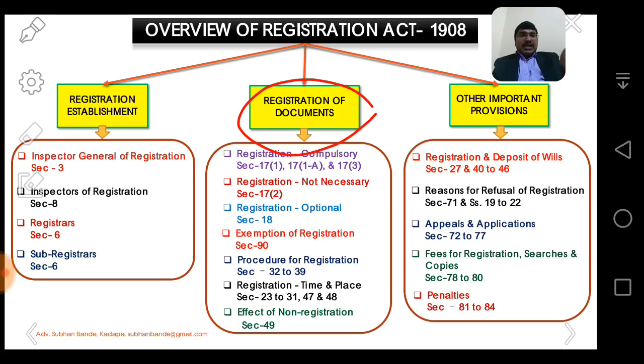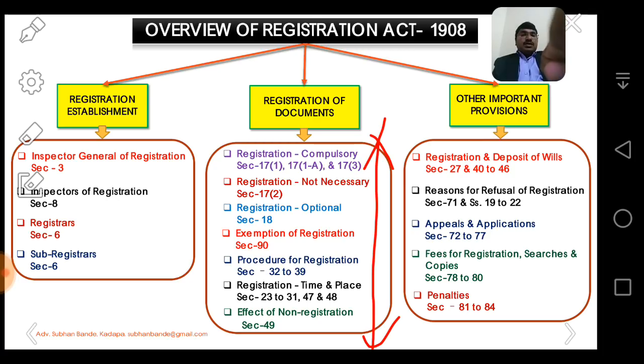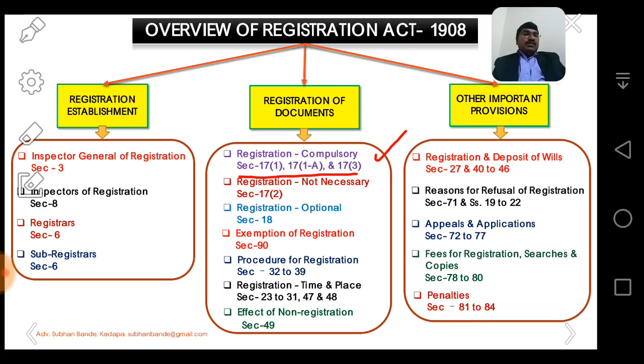The second part is registration of documents. For better understanding, I have enumerated various points under registration of documents. Irrespective of the series of sections, I have arranged these points under registration of documents. The first one is the documents of which registration is compulsory. Here, these are the sections that deal with compulsory registration of documents.